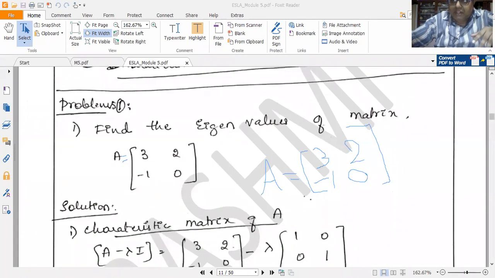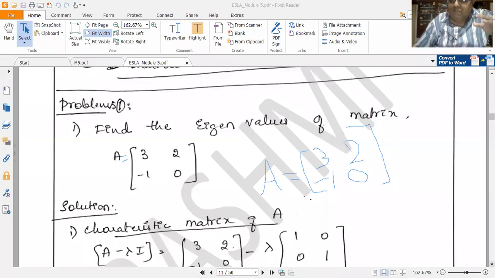So first I shall find the characteristic polynomial. First let me find the A minus lambda I matrix. Then I can find the determinant of A minus lambda I. If I equate the determinant of A minus lambda I to 0 and solve for lambda, I get the eigenvalues. The steps are like this. Please remember the steps that I am telling.